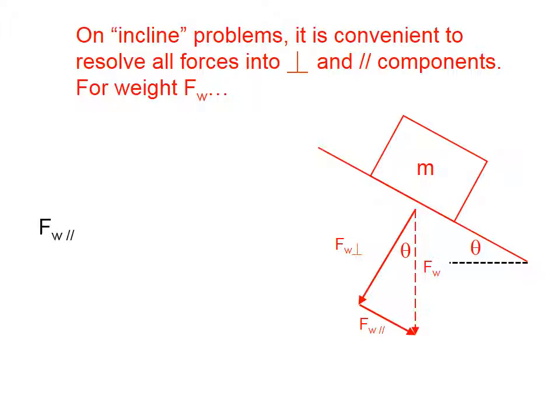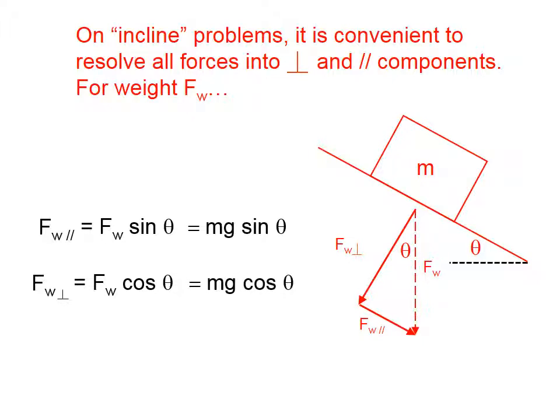Fw parallel will be found by taking the weight times the sine of theta. You notice that Fw parallel is opposite this angle theta. So Fw parallel is equal to mg sine theta. Fw perpendicular is equal to mg cosine theta.